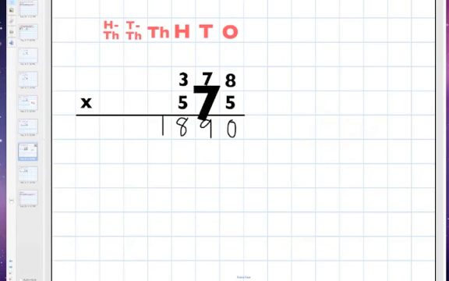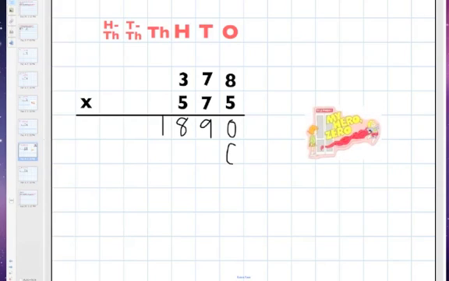Now we're going to focus on this 7. We're going to multiply or distribute the 7 by each of the parts of the 378. And this is where we're going to bring in my hero 0 again. Because we've moved over one place to the tens, we only need one hero, or 1 0. Now I can go ahead and distribute.